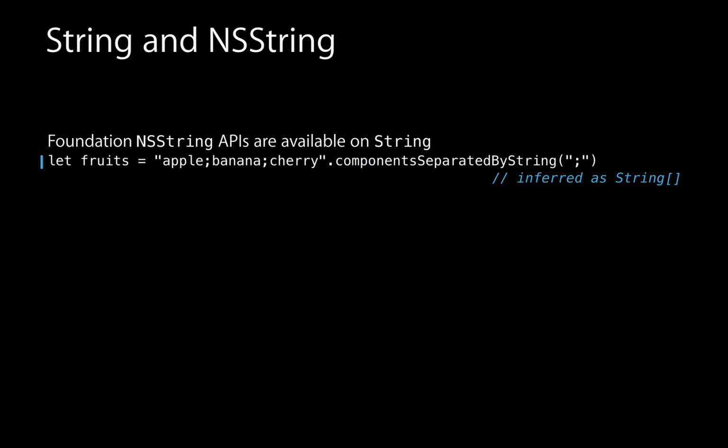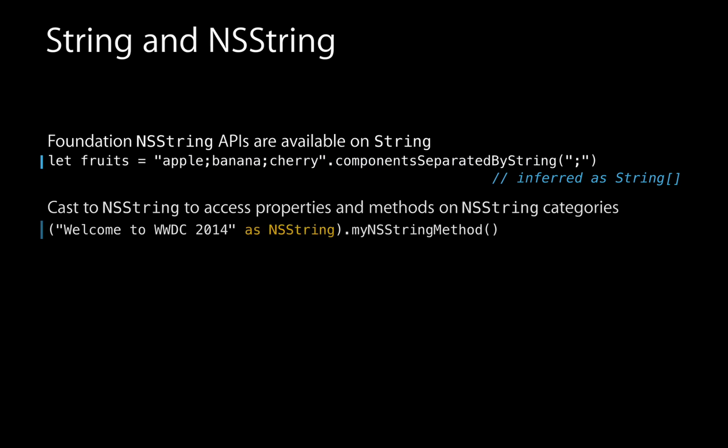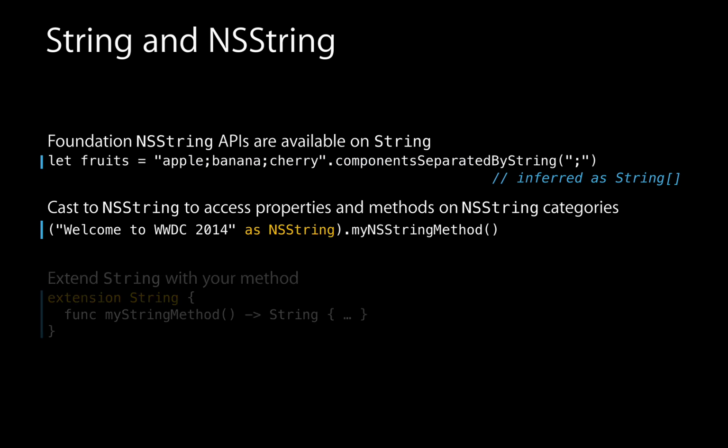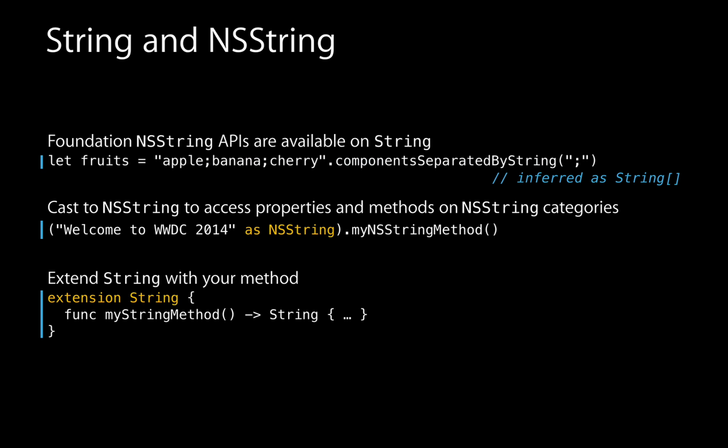Now, you may have developed your own categories on NSString with additional functionality that you use within your own applications. You can get to those with a simple cast. So you can take a Swift string, turn it into an NSString. So this is just a conversion. And then call your NSString method. If you find yourself doing this a lot, feel free to just go ahead and extend the underlying string type. Add your string method, make it a little more Swift with stronger type signatures, closures if you'd like. But this should help you feel at home in Swift fairly quickly and use the string type.